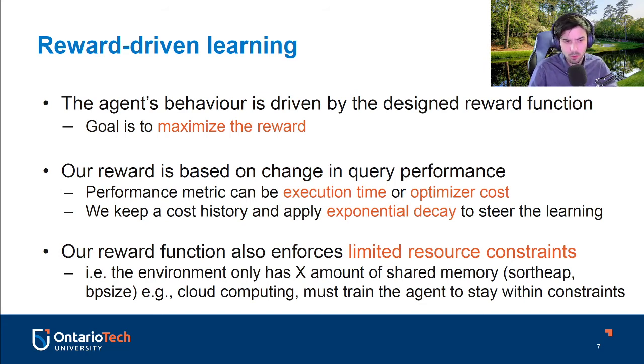Another thing to note is that our reward function also enforces some constraints, such as limited resources. A lot of the knobs pertain to memory. Without enforcing this, the agent gets quite smart and tries to use as much memory as it can. So we've incorporated components into our reward to obey constraints and use a reasonable amount of memory, because this might be important in a cloud computing environment or somewhere where you have limited resources.